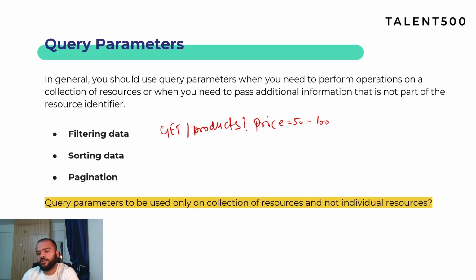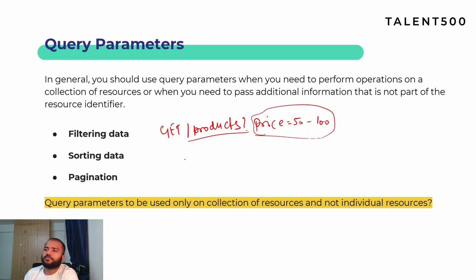Otherwise, the server will throw some error saying that it does not understand this, right? So here what we are trying to do is get all the products, but put a filter on price, from 50 to 100 only. So this will give us a filtered result of all the products which we want to get.